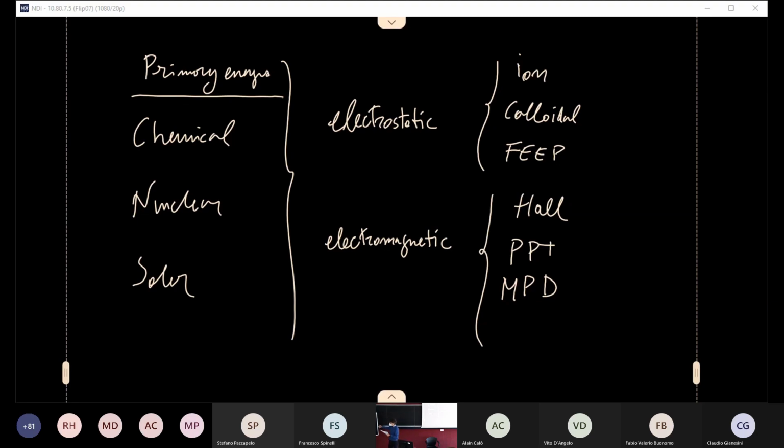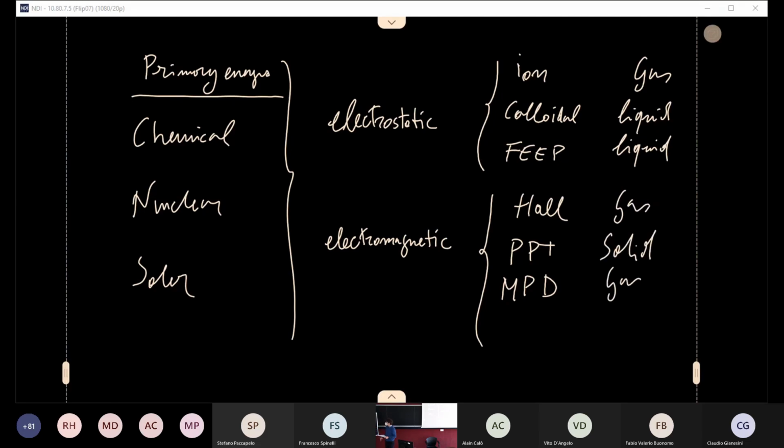And here, typically, we have a gas. Here we can have a liquid. Here we must have a liquid. And here we have a gas. Here we have a solid. And here, typically, we have a gas.